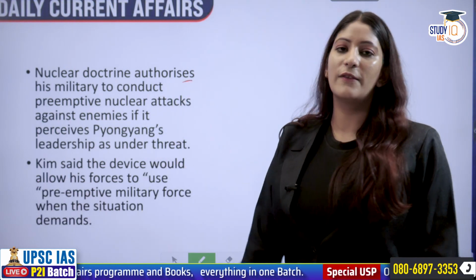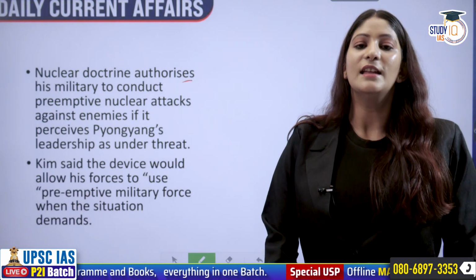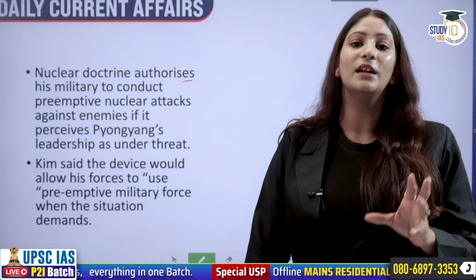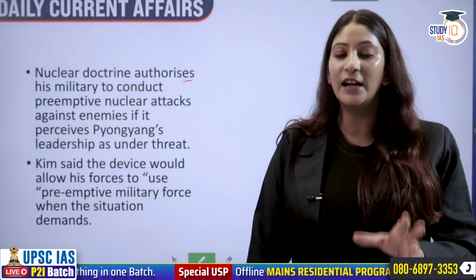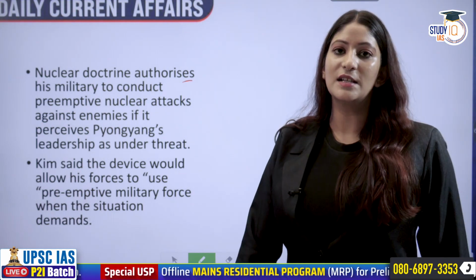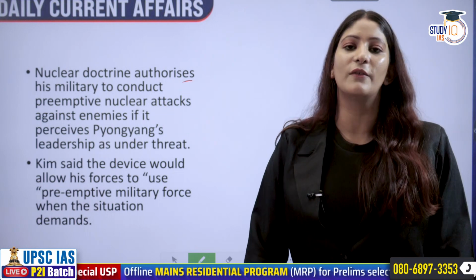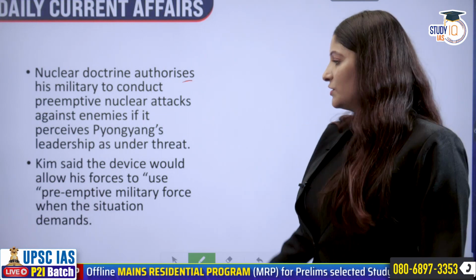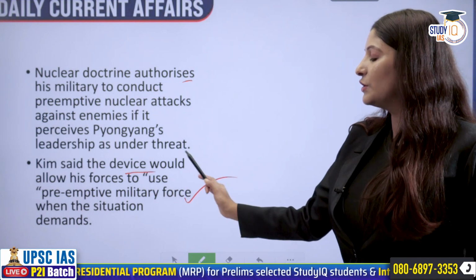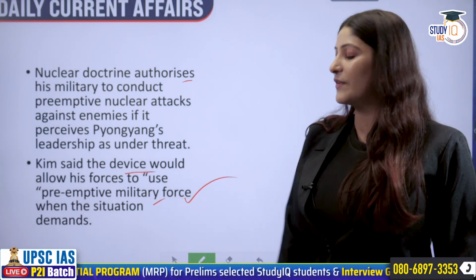The nuclear doctrine of North Korea says that if the military presumes that there is a threat to the country of North Korea and a threat to the leader of North Korea, then of course it can commence preemptive strikes of a nuclear nature. Also, Kim has said that the device would allow his forces to use preemptive military force when the situation demands.